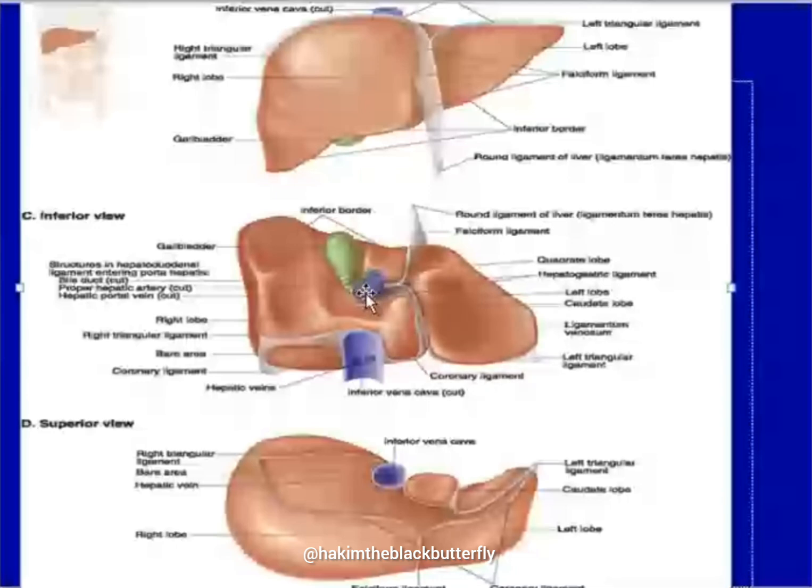I repeat, I said that on the inferior surface of the right anatomical lobe, we have a subdivision known as the quadrate lobe, because it is four-sided. And this quadrate lobe is a subdivision of the right anatomical lobe. It is bounded on the right by the gallbladder, on the left by the falciform ligament, which is containing the ligamentum teres, and posteriorly by the porta hepatis, which is surrounded by the hepatoduodenal ligament. That is the quadrate lobe.